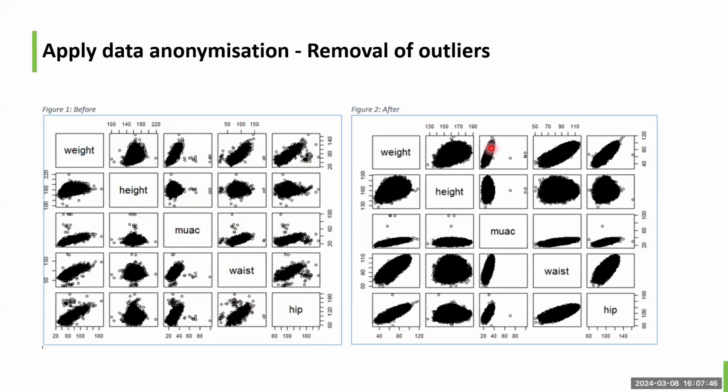After applying Winsorization, this is what you end up with. So for example, let's take this one, height versus MOAC. You see there were a lot of outliers here, but now there are very few left. Take this one, for example, MOAC versus waist.